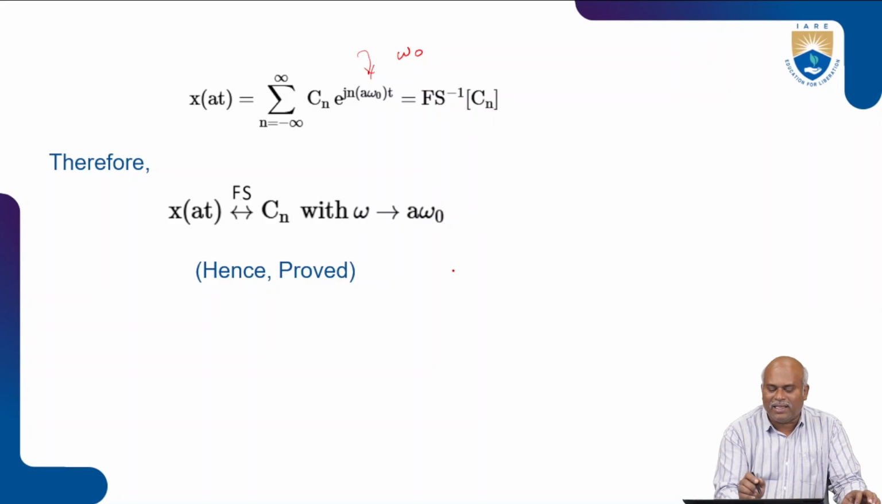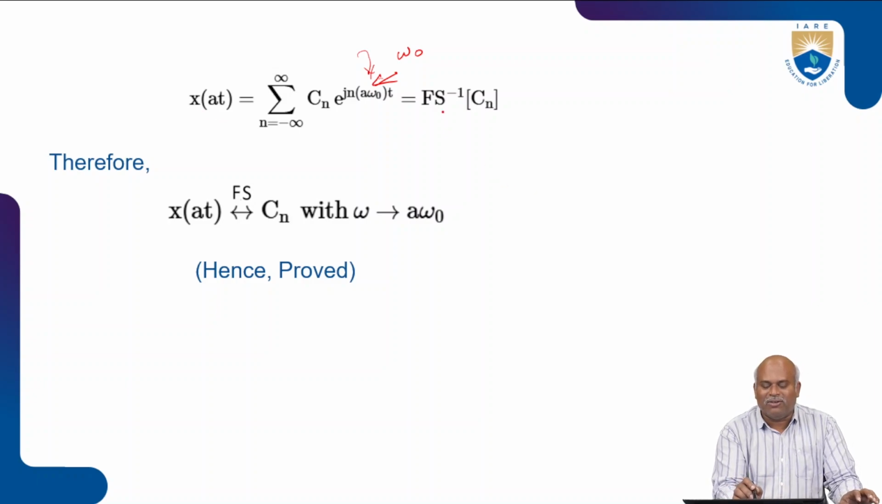I should write like this one. Okay, this is omega 0 tends to a omega 0. Then I should write for the time constant case of Fourier series: x of at is equal to Fourier inverse of c of n.